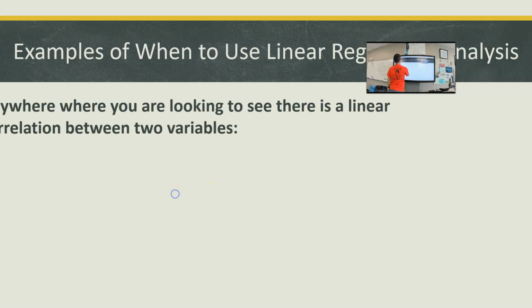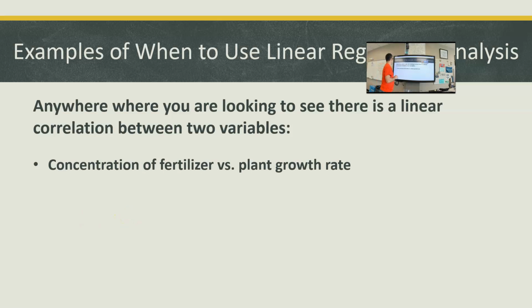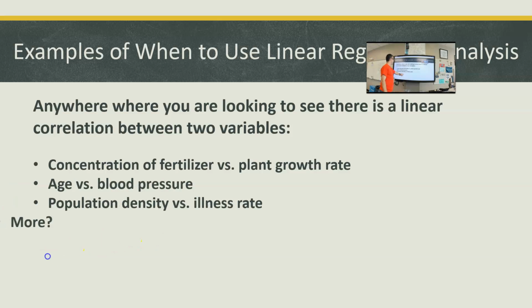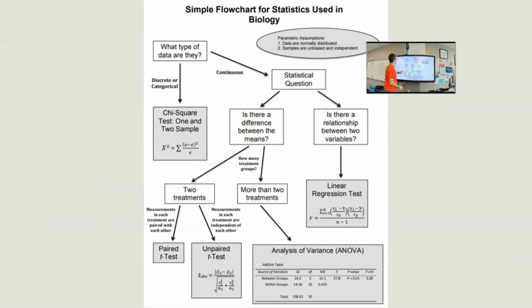So examples of when to use linear regression: anywhere where you're looking to see if there's linear correlation between 2 variables. Concentration of fertilizer versus plant growth rate, age versus blood pressure, population density versus illness rate, and more. Remember, correlation also does not necessarily equal causation. You want to make sure that you limit outside variables, keep as much surrounding the experimental variables as constant as possible, because anything could cause the changes in there, and it might not be what your independent variable was. And so you want to limit every kind of outside factor so the only change is your independent variable. Okay? Cool. All right, next.